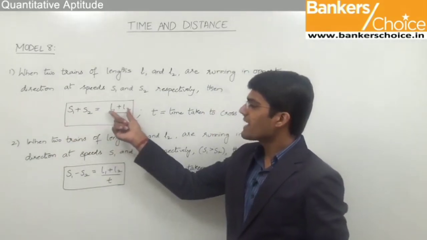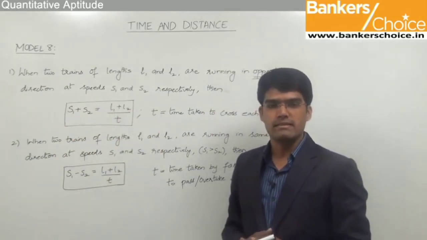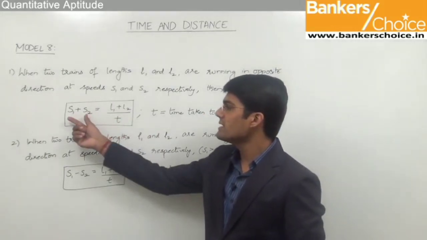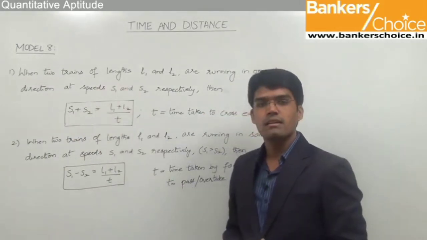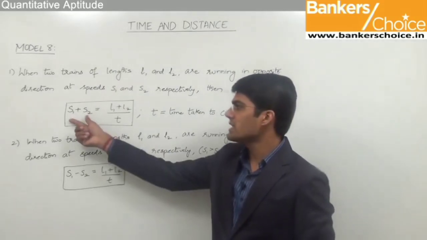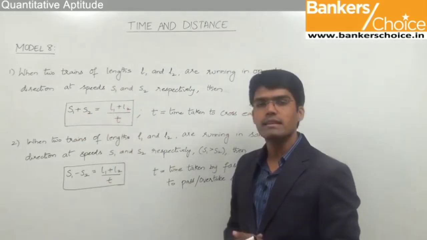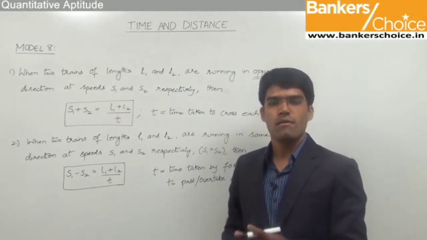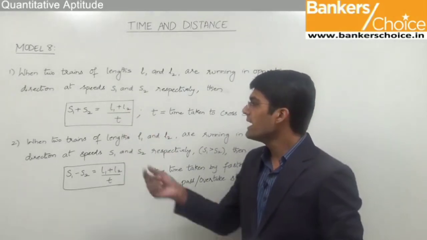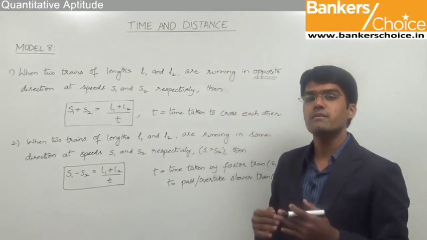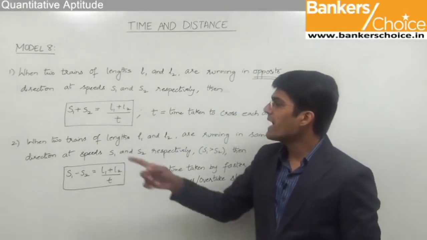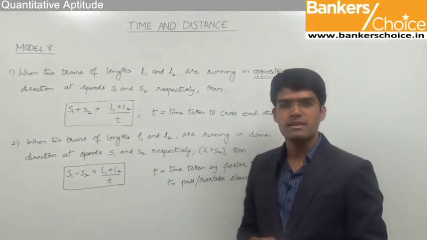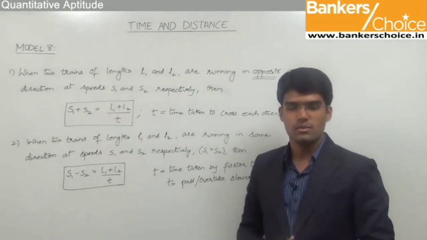This distance to be travelled is nothing but the sum of their lengths, that is L1 plus L2, divided by time. So this is the basic equation when two trains are running in opposite direction, that is S1 plus S2 equals (L1 plus L2) by T, where S1, S2, L1 and L2 are the speeds and lengths of the first and the second trains respectively, and T is the time taken by the two trains to cross each other. So with the help of this equation, we can find out any one of these 5 variables when the remaining 4 variables are given to us.